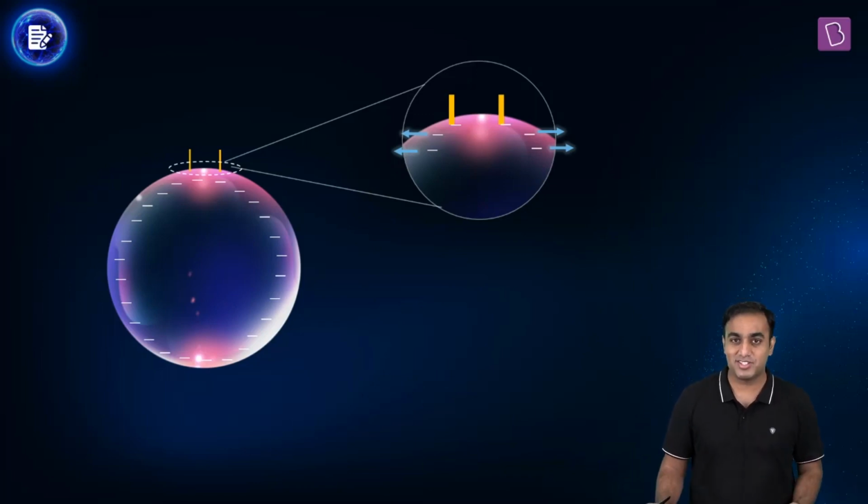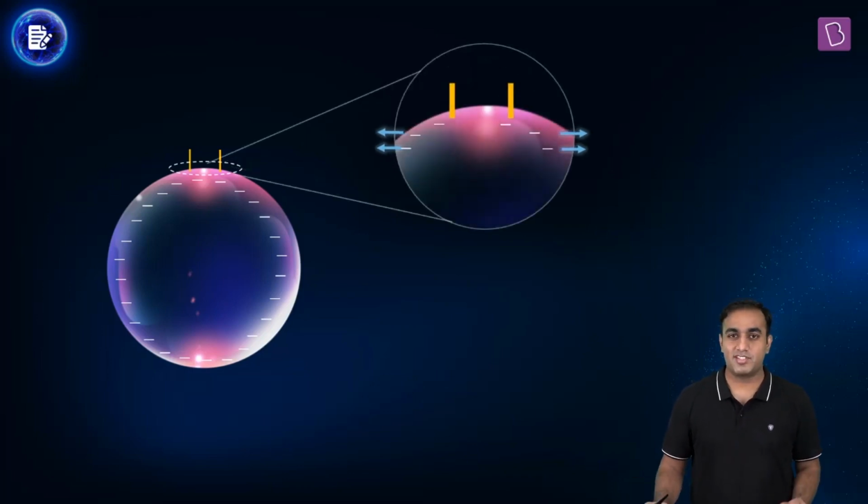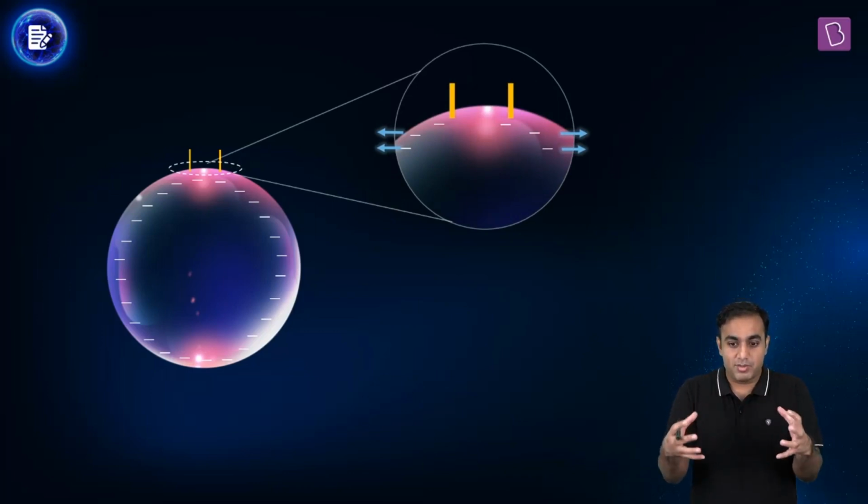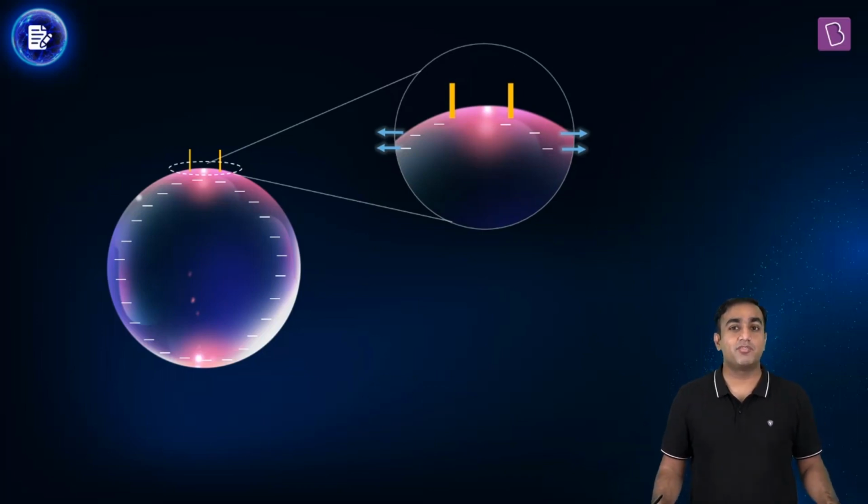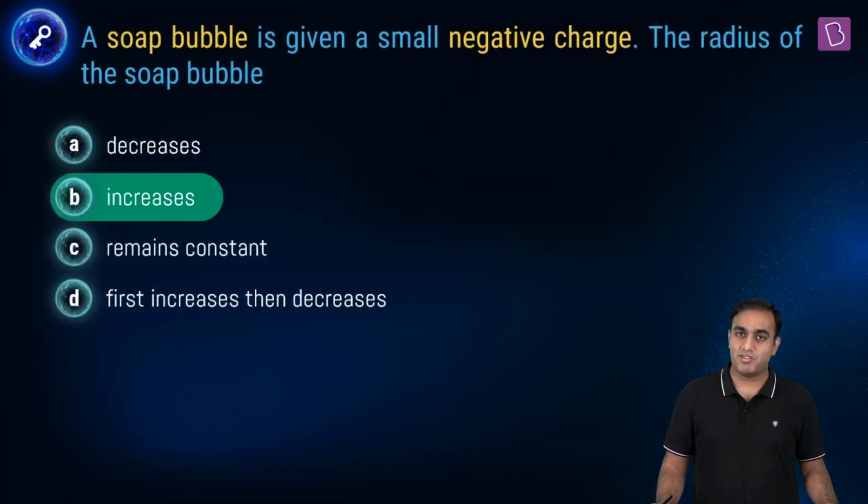And as a consequence, the soap film will stretch. And what happens then? The soap film will stretch and the soap bubble will increase in size, and therefore the radius of the soap bubble will also increase. That's what happens. Now, with this information, let's look at the options given once again. Which one do you think is the correct one? It's obviously option B. The radius of the soap bubble increases.